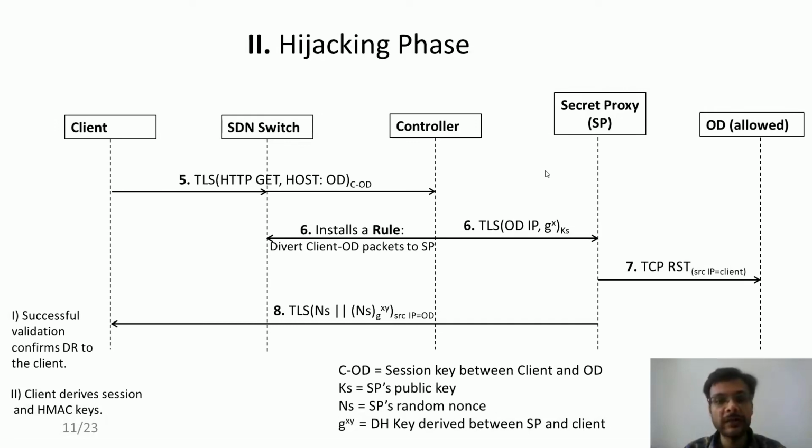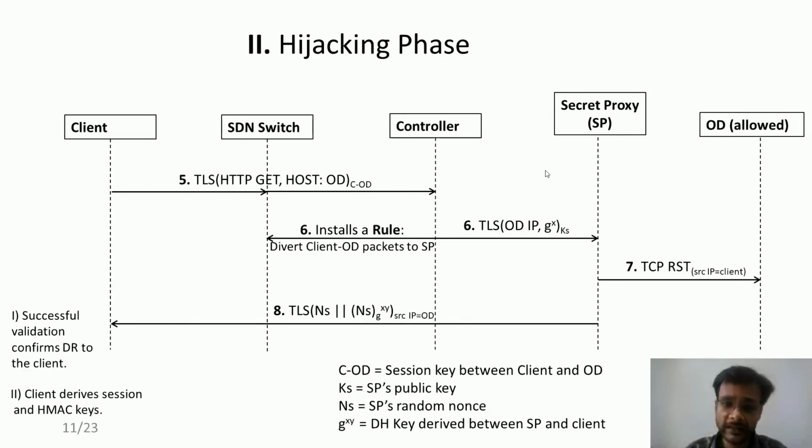Again, this packet will be redirected to the controller, and at this point, the controller will now install a rule in the SDN switch to redirect all the client OD traffic not to the controller but to a secret proxy, and the secret proxy can obviously serve the client its intended covert destination. Along with that step, the controller also informs the secret proxy about some information which the secret proxy requires to take control of the connection.